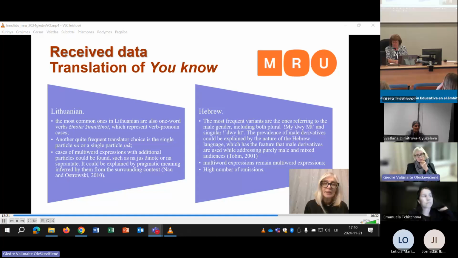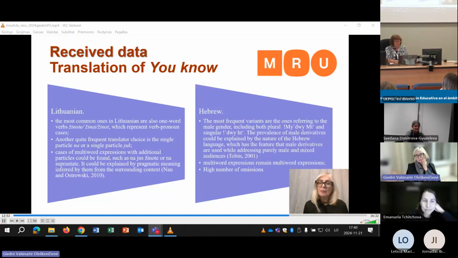Cases of multi-word expressions with additional particles could also be found, such as na jūs žinote, which could be back translated as look, you just know, or nesuprantate, back translated as look, you understand. So it could be explained by pragmatic meaning inferred by the translators from the surrounding context.